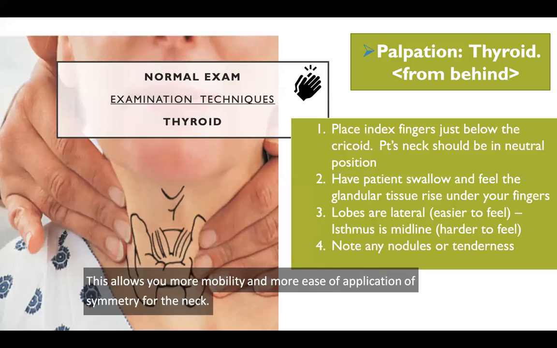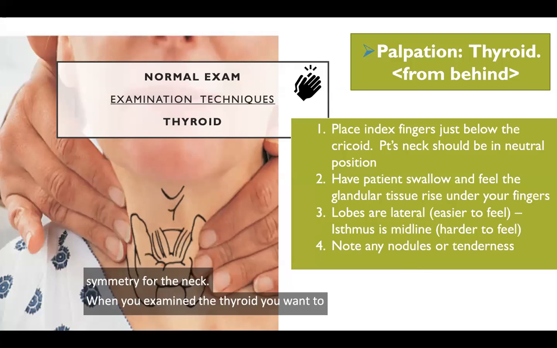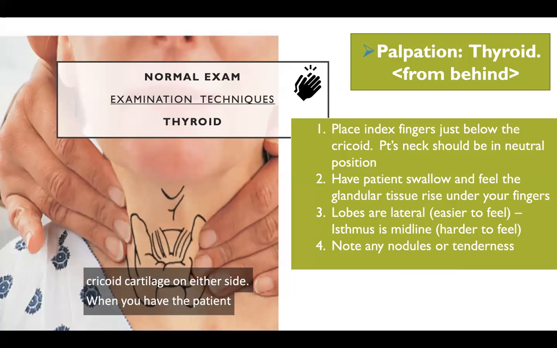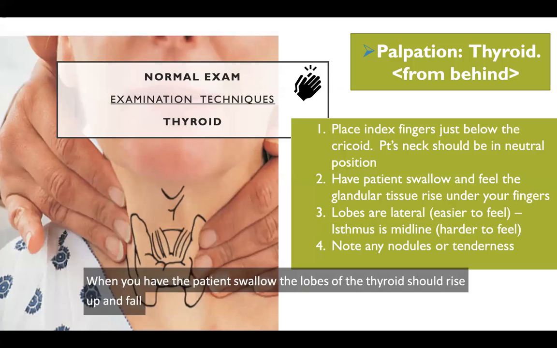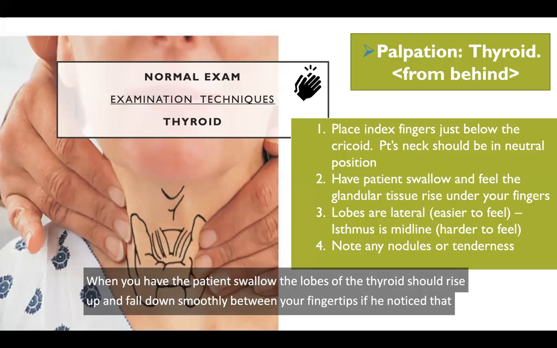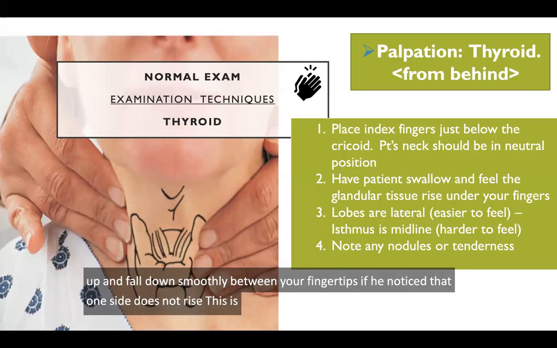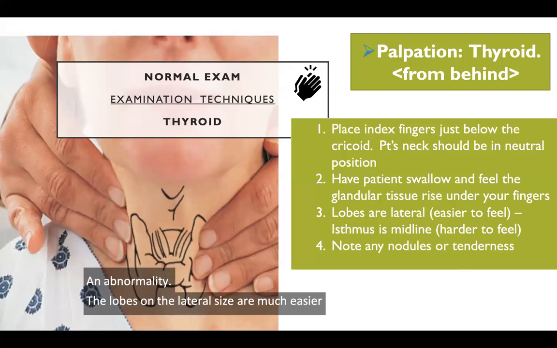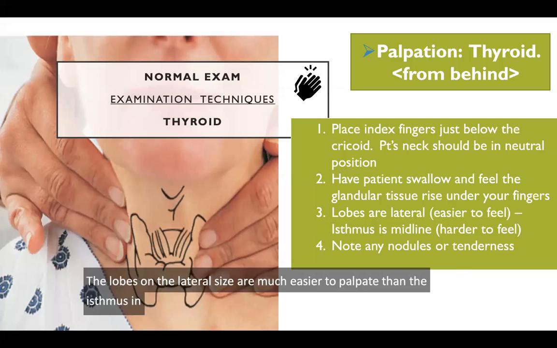When you examine the thyroid, you want to place your fingers on the cricoid cartilage on either side. When you have the patient swallow, the lobes of the thyroid should rise up and fall down smoothly between your fingertips. If you notice that one side does not rise, this is a sign of an abnormality. The lobes on the lateral sides are much easier to palpate than the isthmus in the center, but both should still be evaluated.